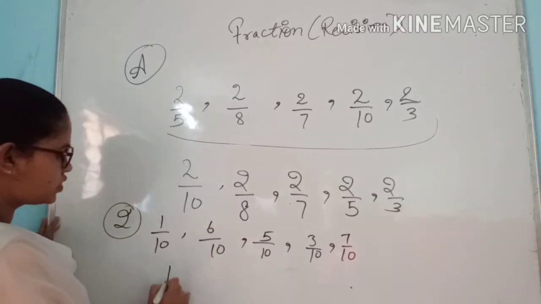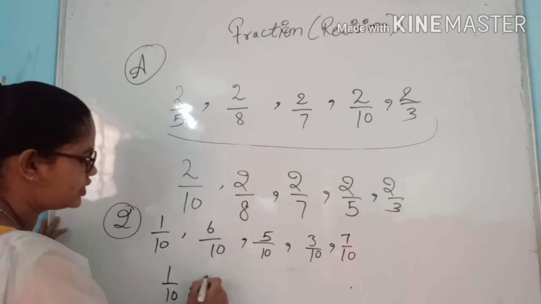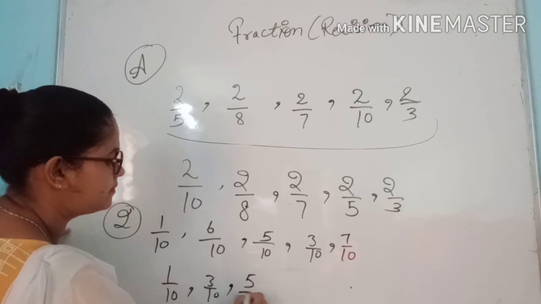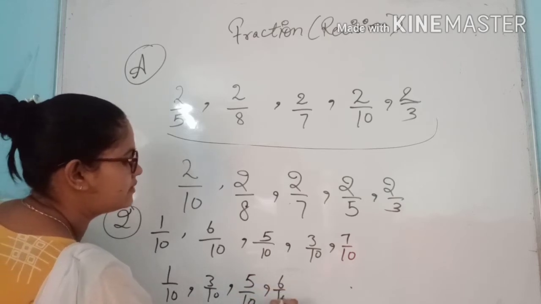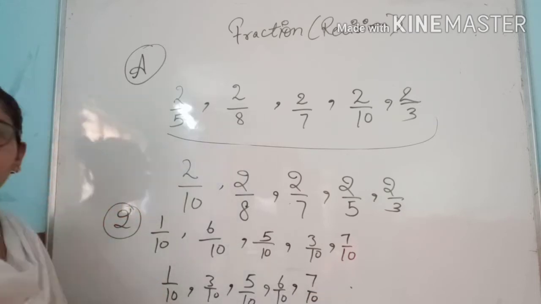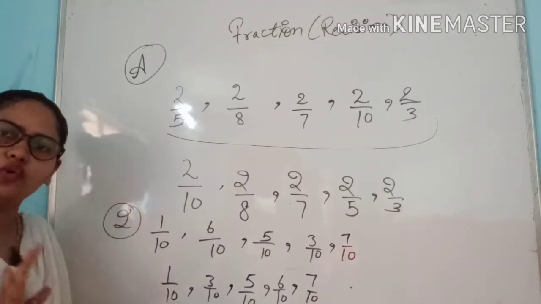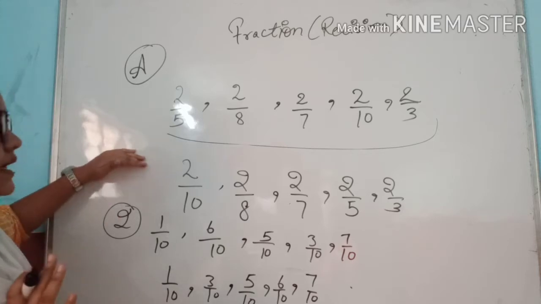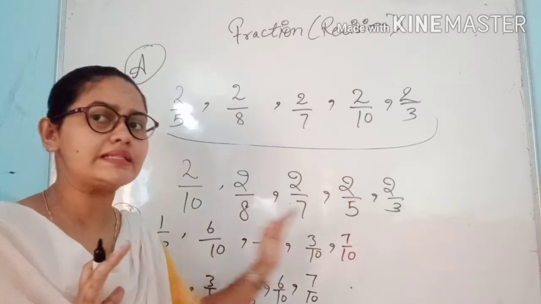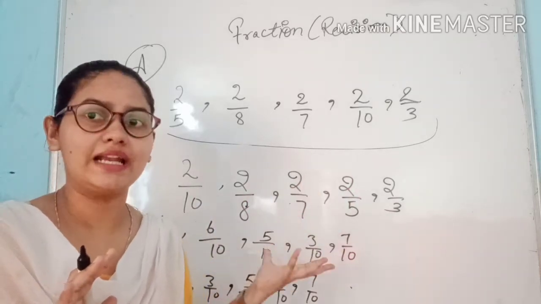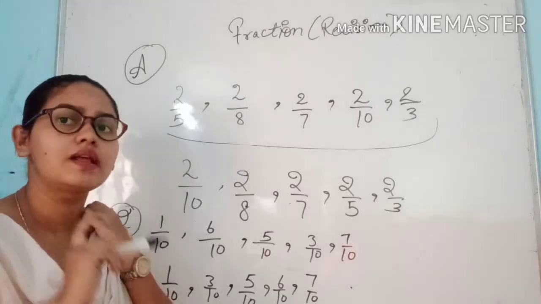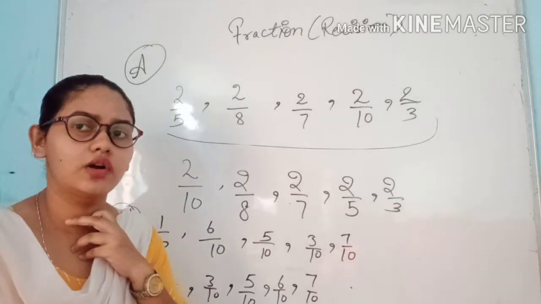So, okay, 1 by 10, after this 3 by 10, then 5 by 10, then 6 by 10, then 7 by 10. So we follow our ascending rule here. But when the numerators are the same and the denominators are different, we will follow the descending order for our denominators.